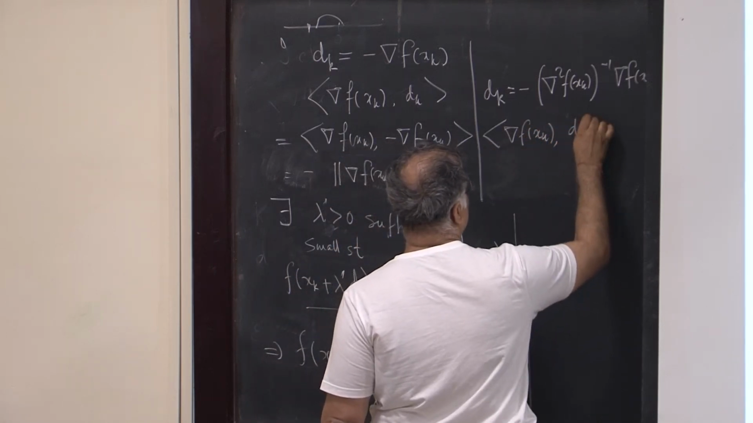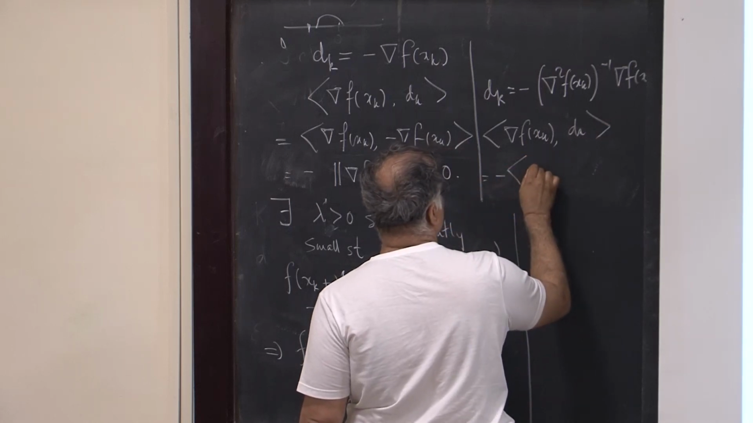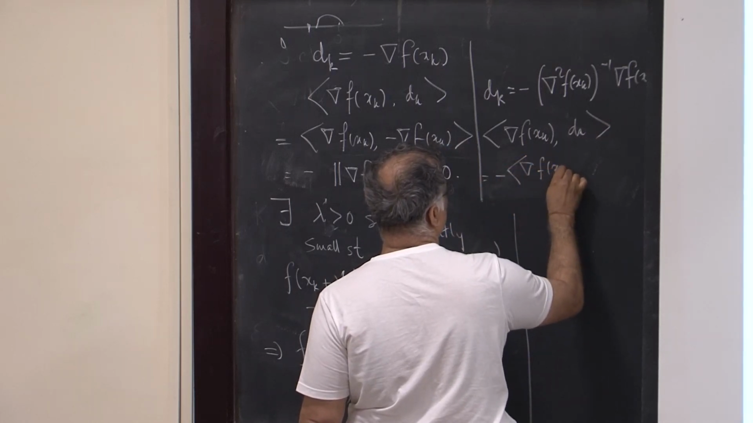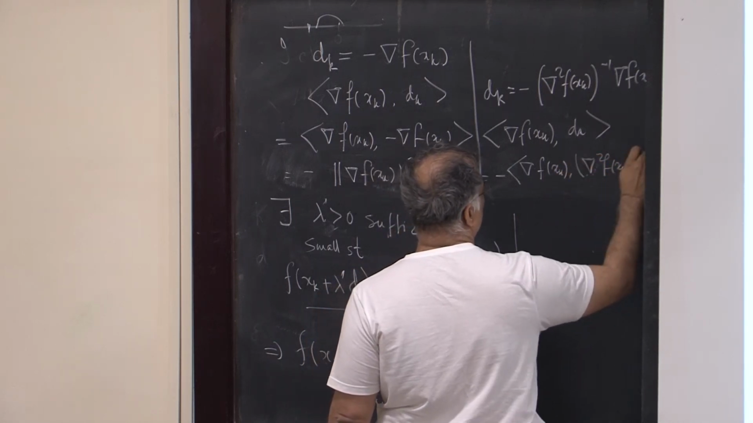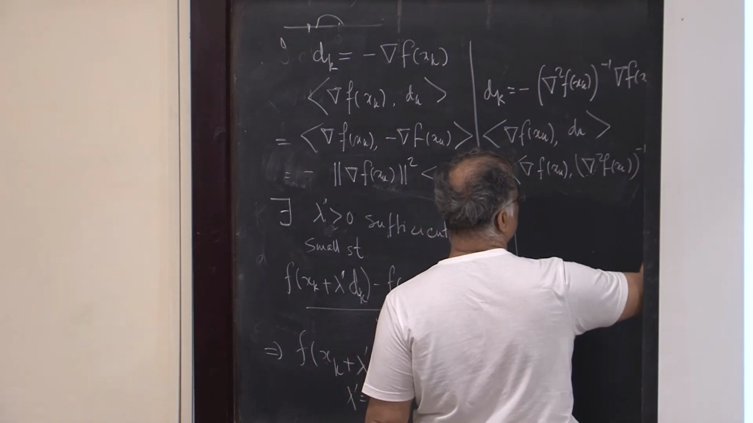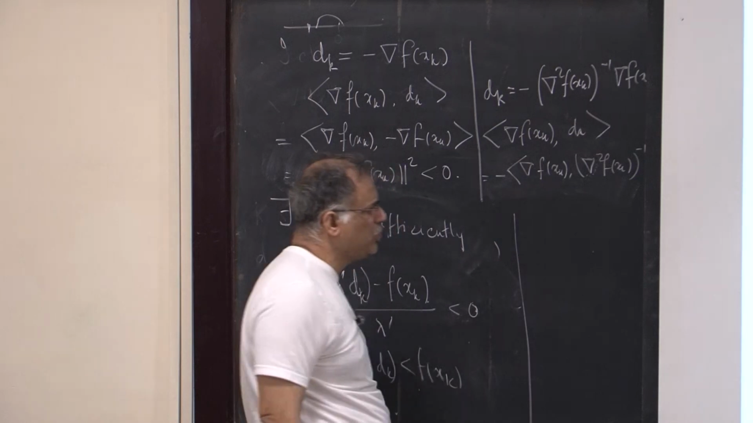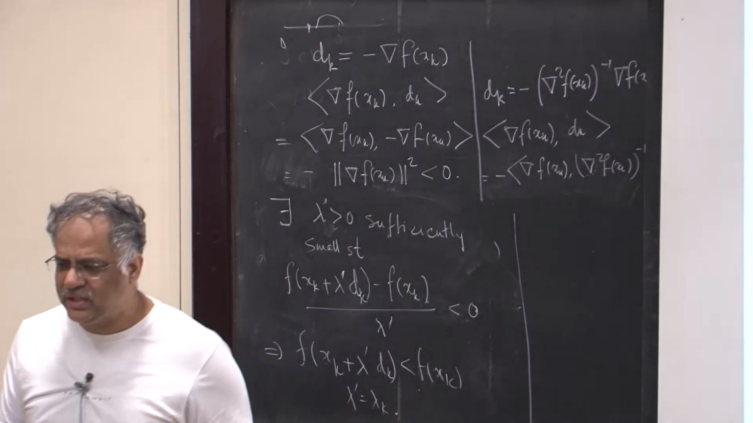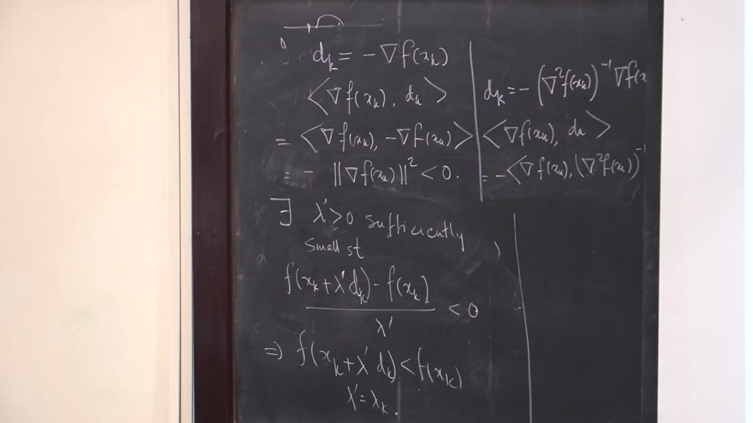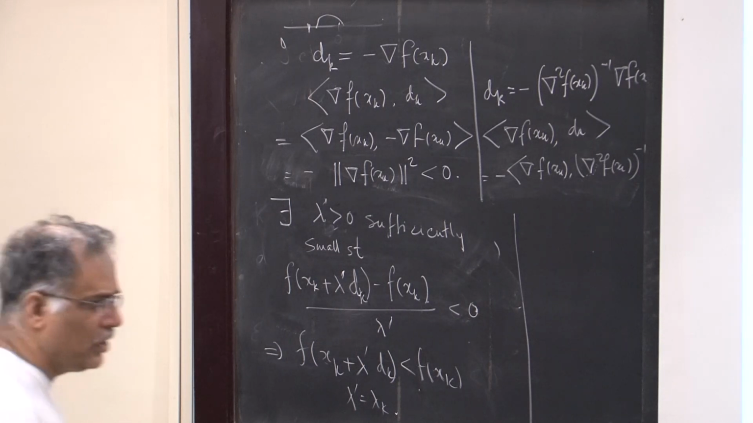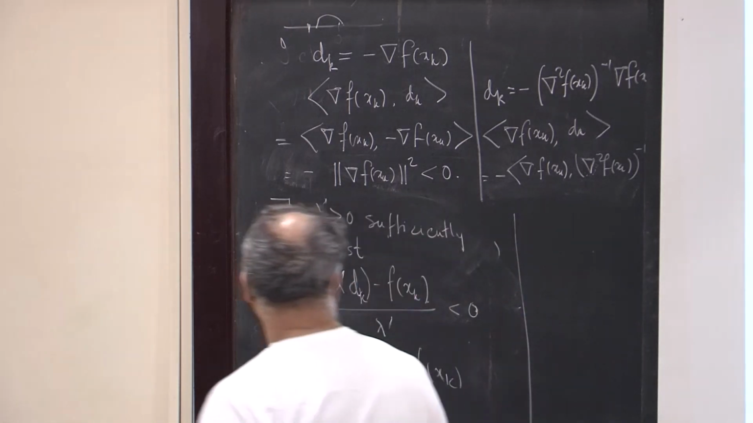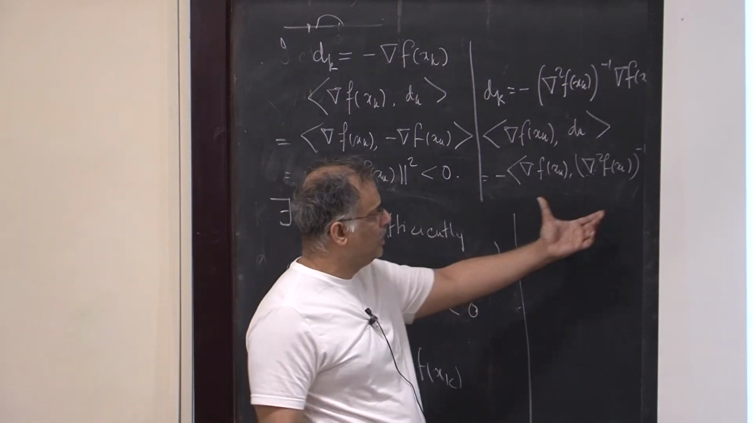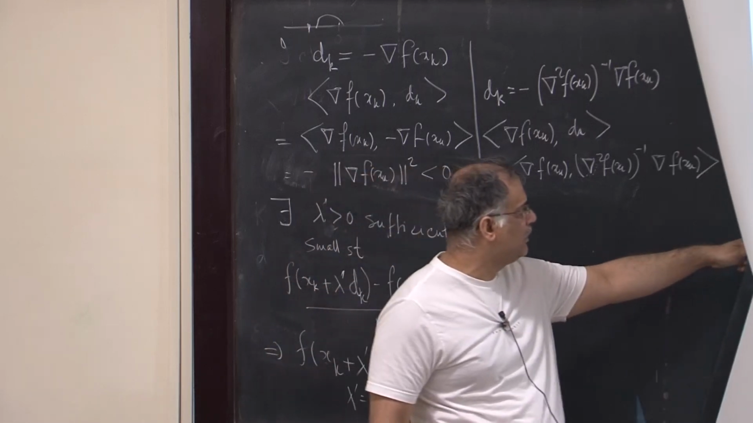So grad f(xk) into dk is nothing but minus grad f(xk) into grad square f(xk) inverse grad f(xk). Now, suppose I assume that the matrix grad square f(xk) is positive definite. So, I am considering a class of functions called strictly convex functions. I will urge you to read about strictly convex functions from the net.